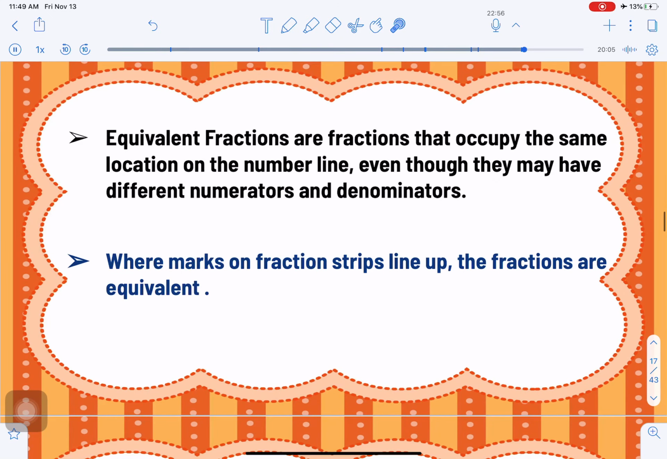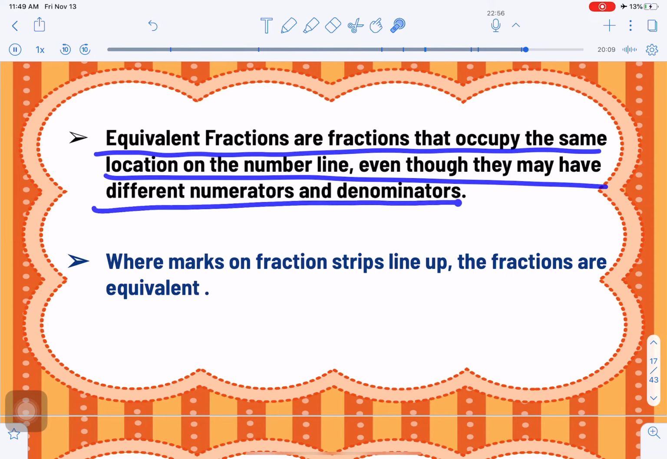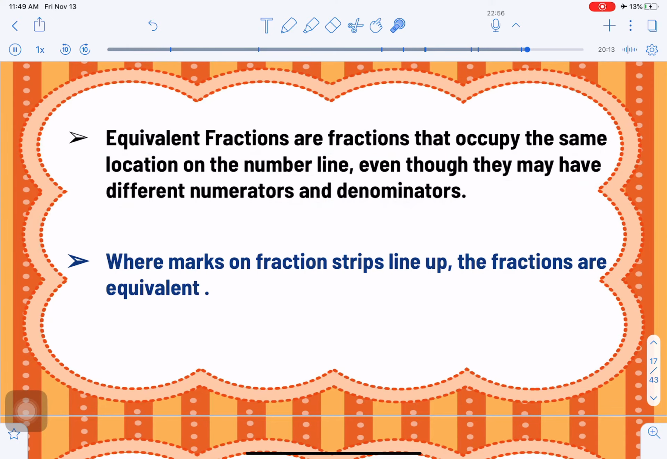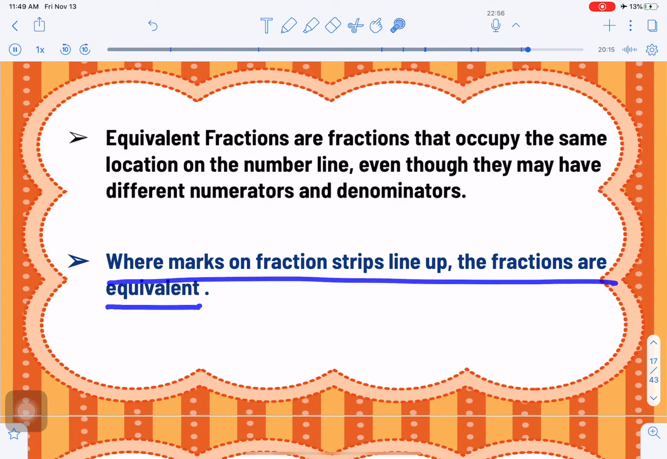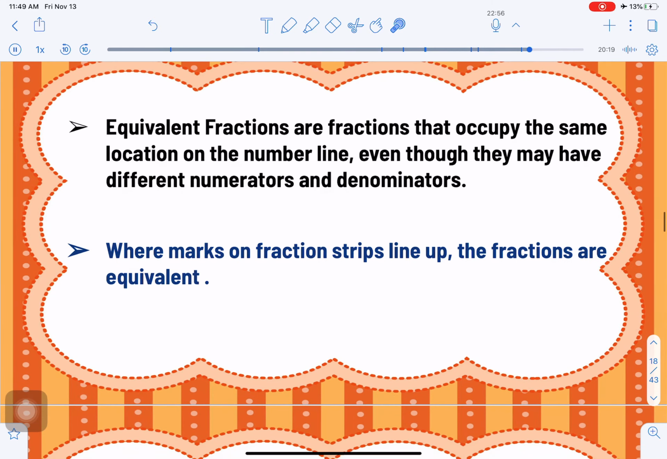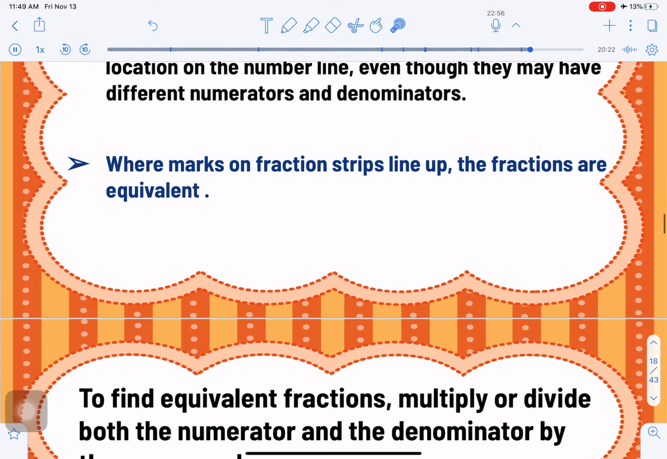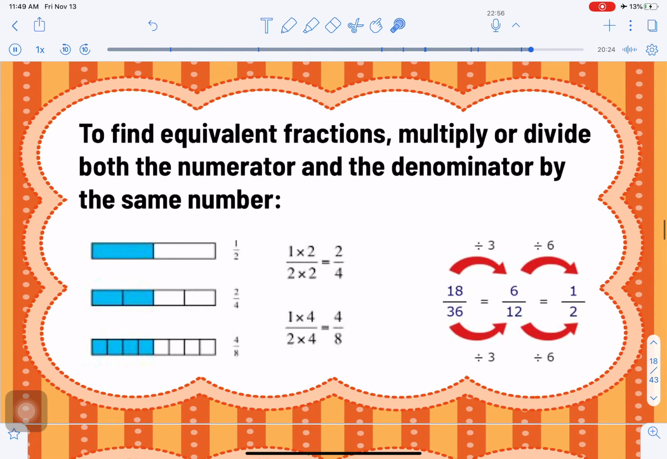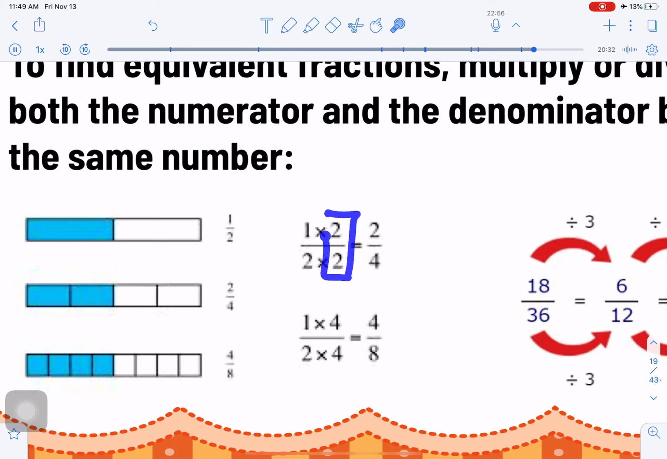So just to summarize this lesson, equivalent fractions are fractions that occupy the same location on the number line, even though they may have different numerators and denominators. Where marks on fraction strips line up, the fractions are equivalent. And down below we do have a little bit of information here. It says to find equivalent fractions, you can multiply or divide both the numerator and the denominator by the same number. So as we mentioned before, if it's the same number, it means it's equal to a whole.